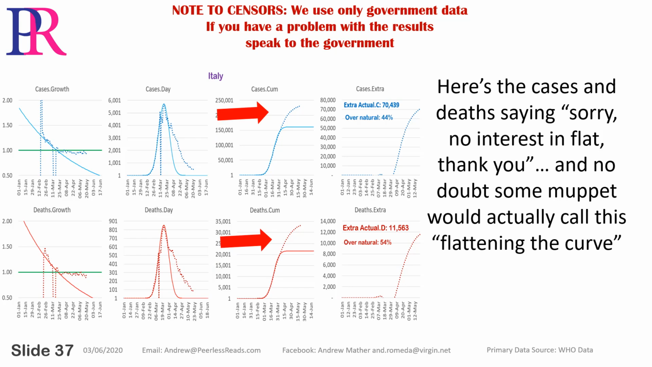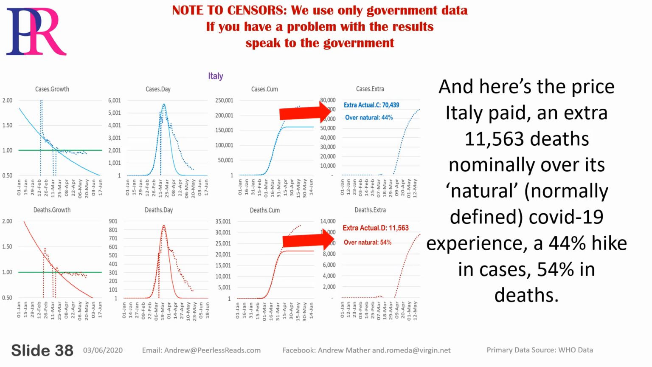Here's the cases and deaths saying, sorry, no interest in flat, thank you, and no doubt some muppet would actually call this flattening the curve. And here's the price Italy paid, an extra 11,563 deaths nominally over its natural, normally defined, Covid-19 experience, a 44% hike in cases, 54% in deaths.